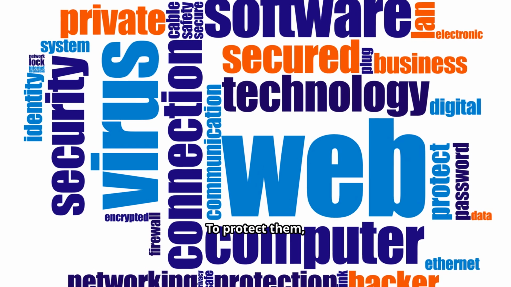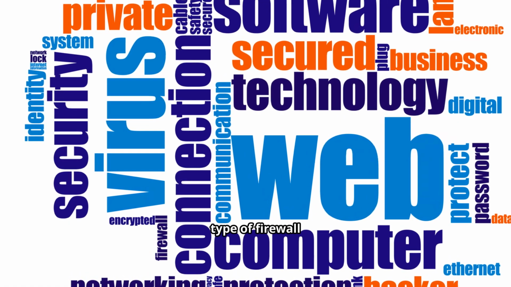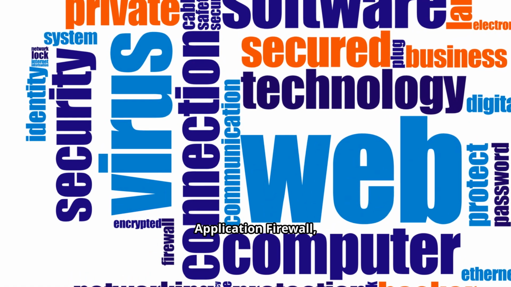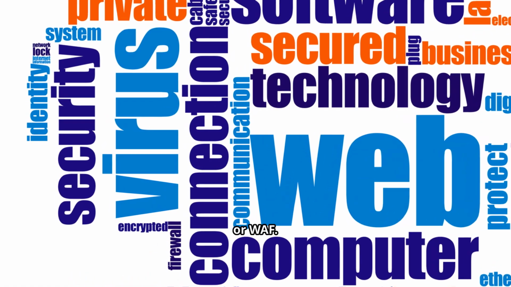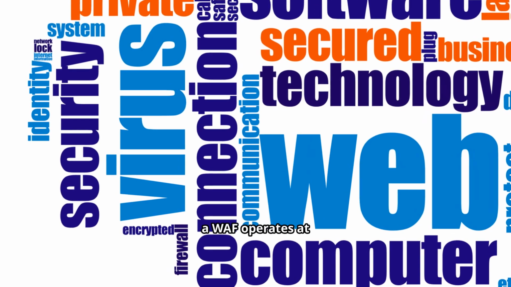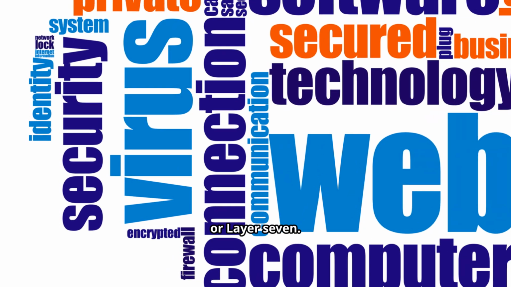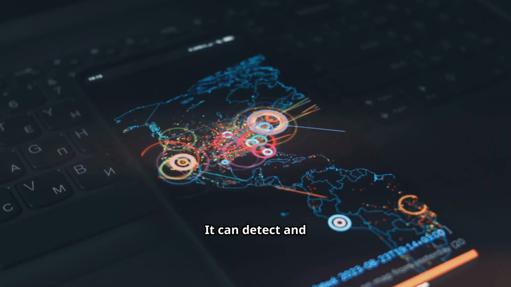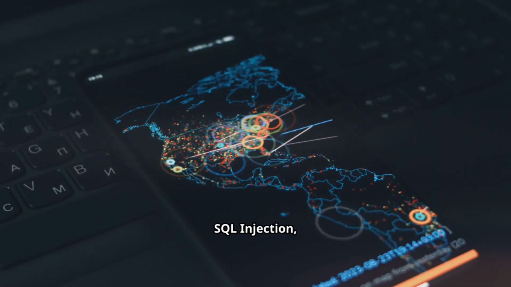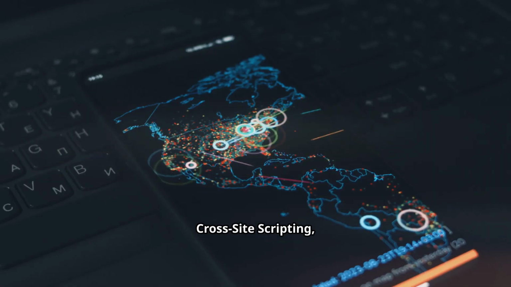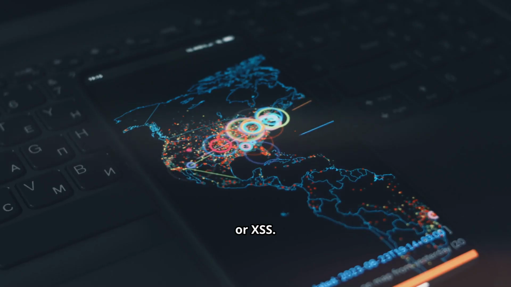To protect them, we use a special type of firewall called a Web Application Firewall, or WAF. A WAF operates at the application layer, or Layer 7. It can detect and block attacks like SQL injection, cross-site scripting, or XSS.